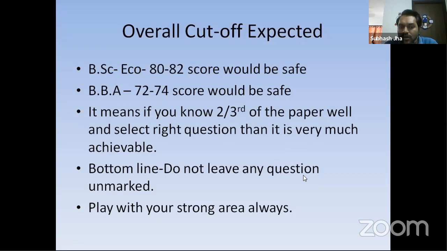Then, most important, play with your strong areas always. It could be verbal and reasoning, it could be quant and reasoning, because there is no sectional cutoff, no sectional time limit. Always make at least two of these three sections strong, and for one section you can spend a bit less time. So always play with your strong area.